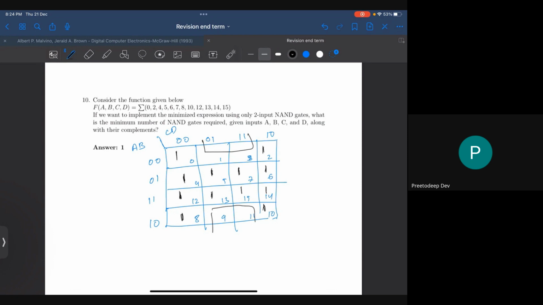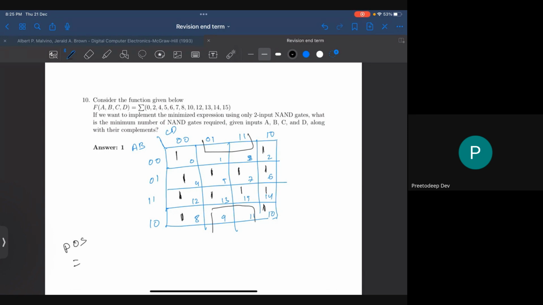Suppose, so what will be the POS? Anyone? The POS expression will be B bar. Wait. No, it'll be B D bar, I think. So this is POS, not SOP. It will be plus, right? Okay, so B plus D bar.